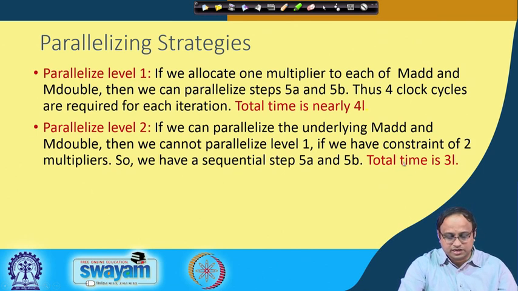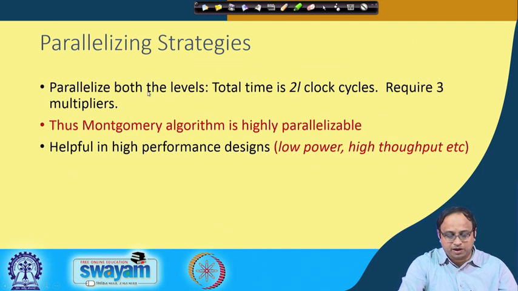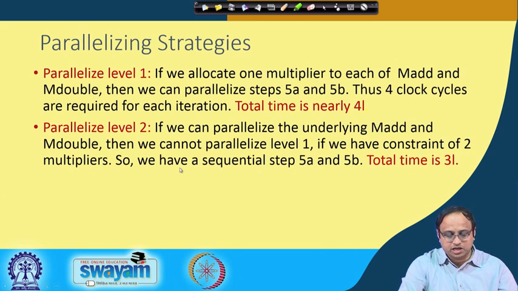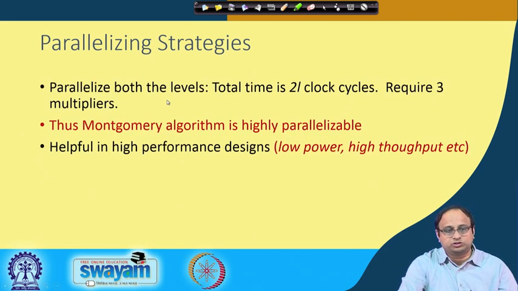So now the total time will be 3L actually. You see that depending upon what parallel strategies you have, you have two alternatives. But on the other hand, if you can parallelize both the levels, that means level 1 and level 2, then you can actually reduce this time to 2L clock cycles, but this will require 3 multipliers now. So you see that the more resources you can expend, you can parallelize the Montgomery ladder quite significantly. And that's why we conclude that the Montgomery algorithm is highly parallelizable.